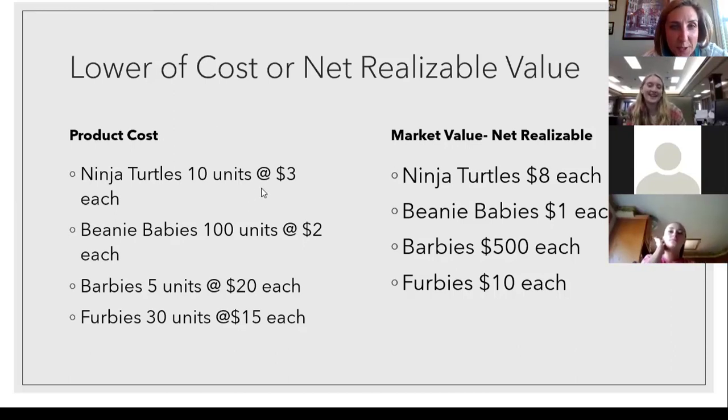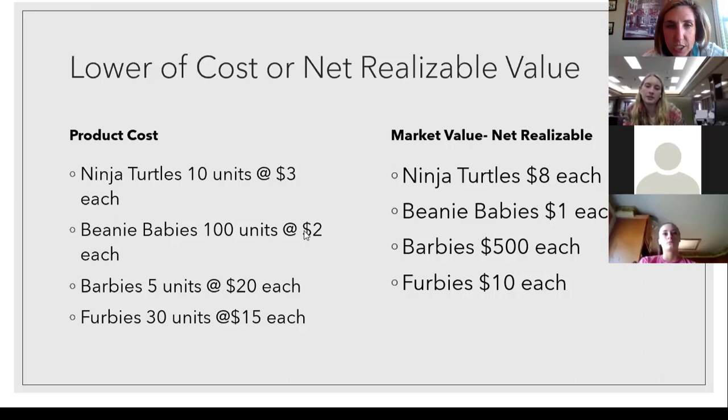Okay. Here's why. We're going with the lower of the two, right? So when I compare $3 to $8, $3 is lower than $8, right? It's already on my accounting records. When I purchase it, what do I record it for? For its cost, right? So it's already on my accounting records for $3. That is the lower of the two items. Ready for the next one?